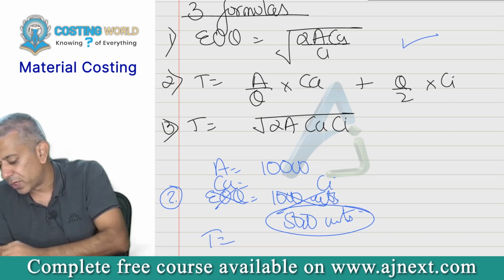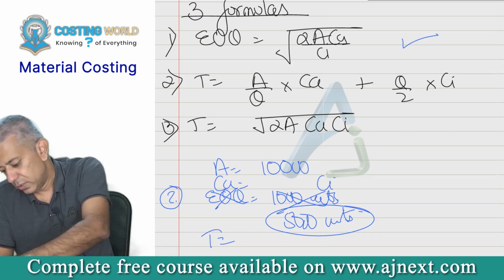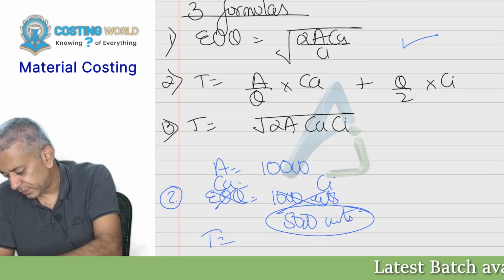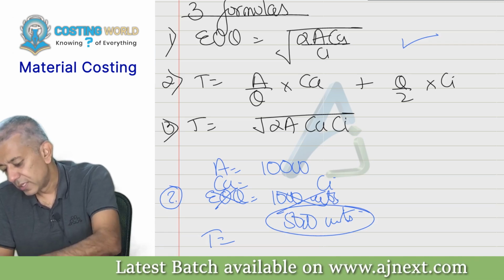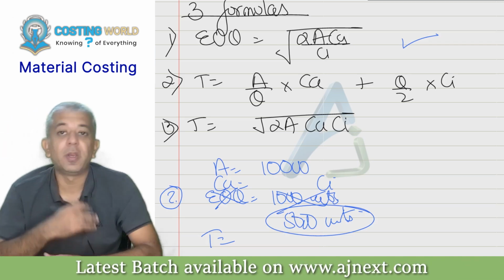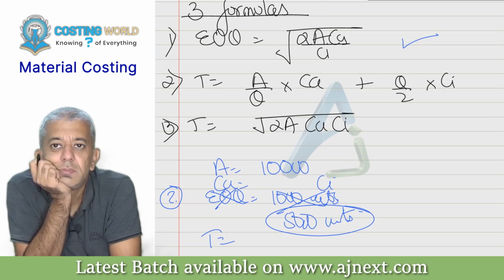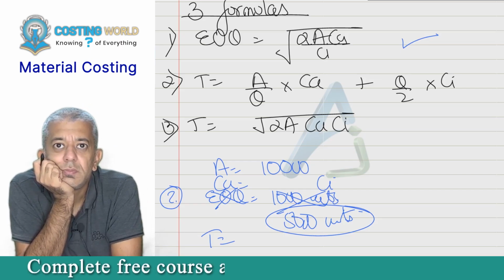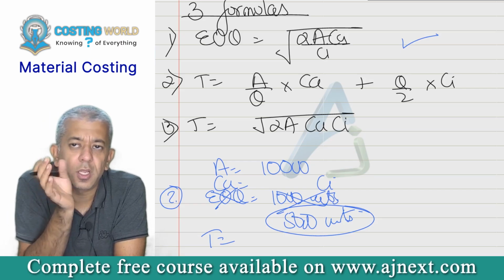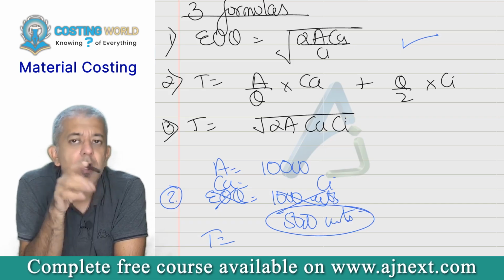Tell me which formula to apply. Second or third, beta? Second. You can't apply the third formula. Tell me why. Because we are not ordering EOQ. Is that okay? Yes, sir.